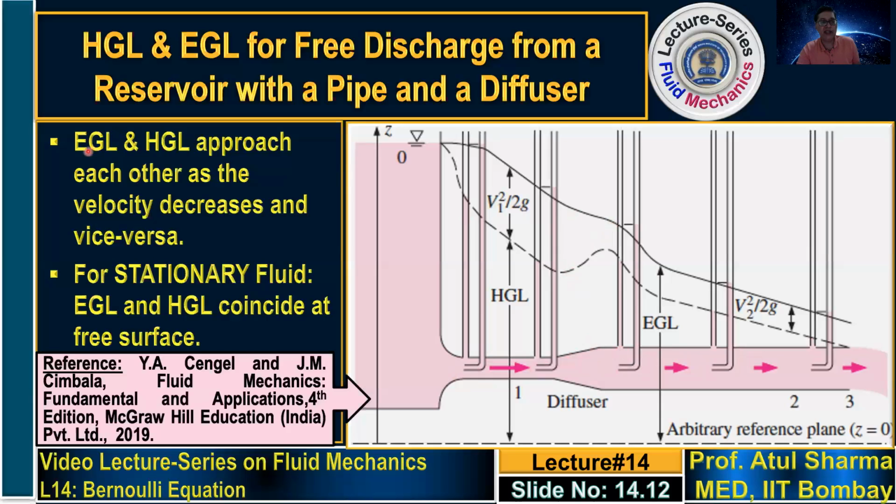So the energy grid line and the hydraulic grid line approach each other, or the gap between these two lines reduces, as the velocity decreases. When the velocity decreases, the static pressure increases, and vice versa. Such as in the case of the nozzle, where the velocity is increasing but the pressure is decreasing. So this is the hydraulic grid line and the energy grid line when you consider the frictional losses. And for a stationary fluid, you don't have any velocity, so the energy grid line and the hydraulic grid line coincide at the free surface.